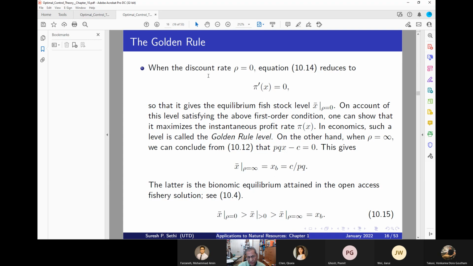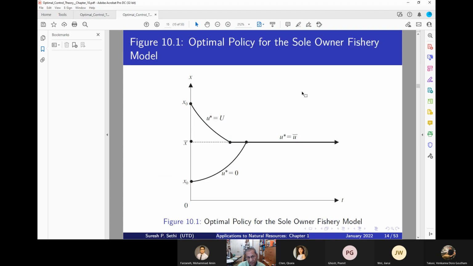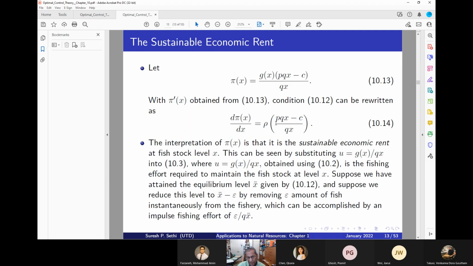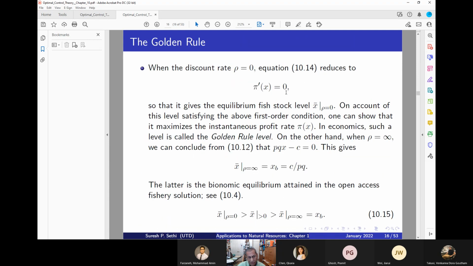So when the discount rate is 0, the equation 10.14, which we derived, actually reduces. 10.14 is right sitting here. If the discount rate is 0, then the term with pi prime x is 0. So pi prime x equal to 0 is the equilibrium level of fish stock when rho equals 0.